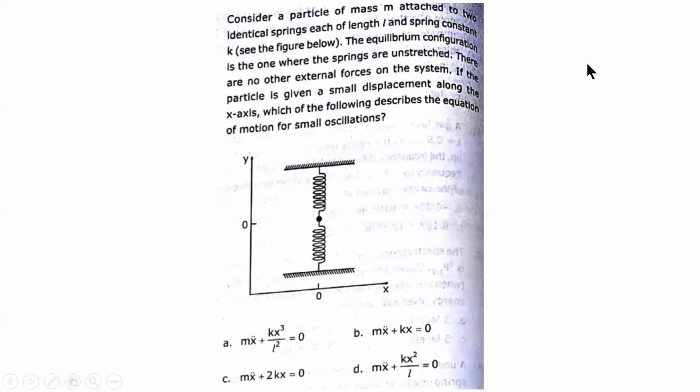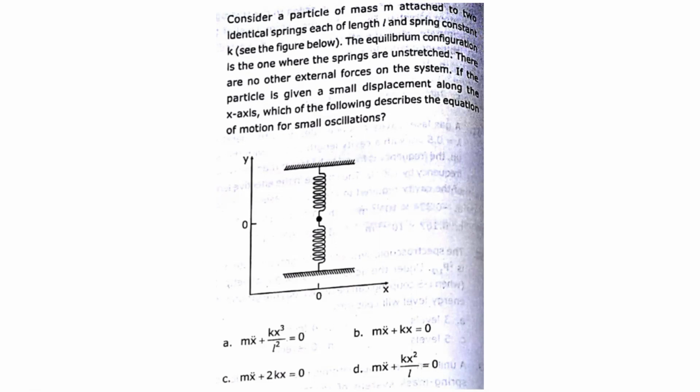Consider a particle of mass m attached to two identical springs, each of length L and spring constant K. The equilibrium configuration is one where the springs are unstretched. There are no external forces on the system. If the particle is given a displacement along the x-axis, which of the following equations describes the motion for small oscillations?